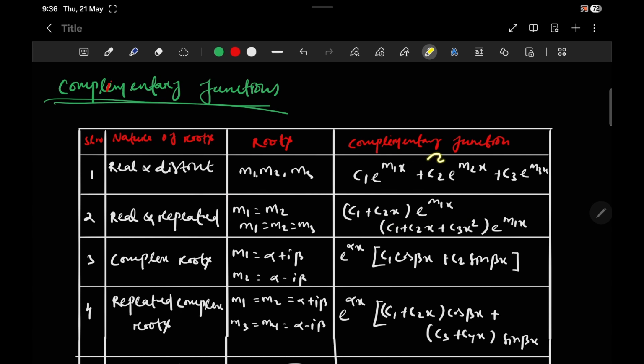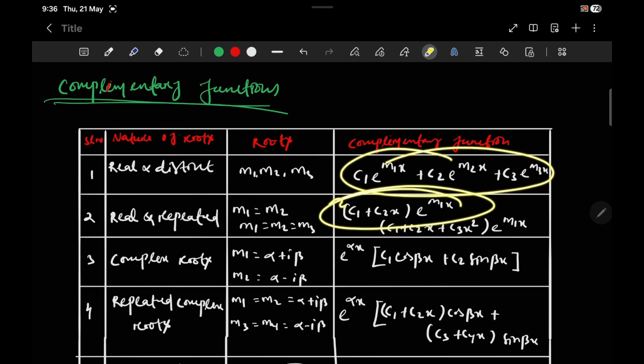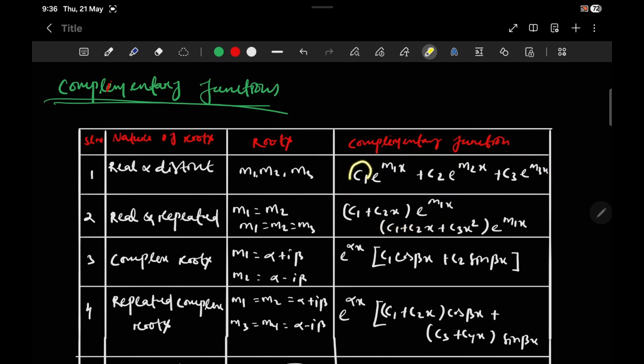If two roots are repeated, then the form will be c1 plus c2x, into e to the power m1x. The difference is that there was no x term with the constants c1, c2 or c3 before, but if we have real and repeated roots, the first term has no x, but the c2 term will have an x term. Similarly, if we have three repeated roots, that becomes c1 plus c2x plus c3x square, into e to the power m1x.